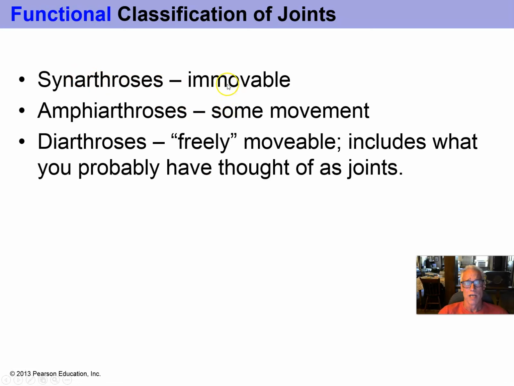So functional classification has to do with the degree of movement. Some joints don't move at all, which may surprise you. Usually people think of joints and they think of the really freely movable joints that allow you to operate your skeleton with your skeletal muscles, but synarthroses are immovable. We'll encounter them in just a few minutes. Amphiarthroses are somewhat movable, and diarthroses are freely movable. Now, amphiarthroses get a little bit nebulous because what constitutes some movement, but we'll see how it goes.